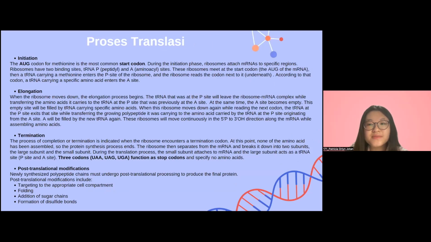So the translation process is divided into 3: the first one is initiation, then elongation, and the last one is termination. The complete process of each can be read in the slides on the screen. And after that, there is a process called post-translational modification. Newly synthesized polypeptide chains must undergo post-translational processing to produce the final protein.